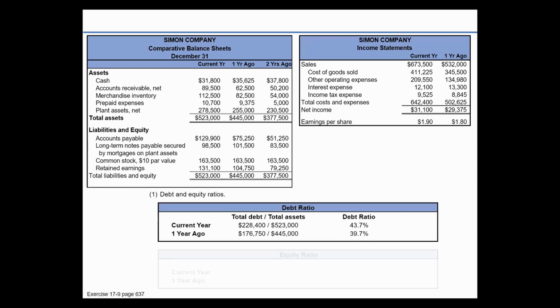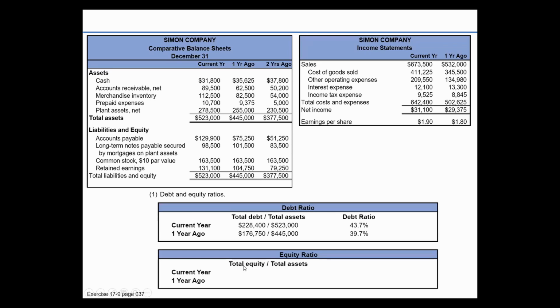is a debt ratio. Then our equity ratio is going to be our total equity divided by our total assets. So total equity, to figure that out for the current year, our equity is our common stock at $10 par value, 163,500, and our retained earnings 131,100. We add up both of those, we come out with 294,600, and then we divide that by the total assets for the current year, which is 523,000. We come out with 56.3%, and we do the same thing for a year ago.